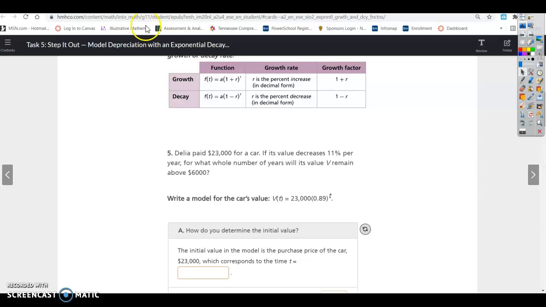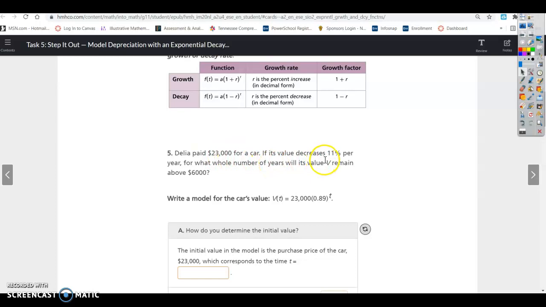If it's 1 plus your interest rate, that means it's greater than 1. It's going to be an increase, and that's going to be considered your growth. If it's a decrease, then that means you subtract r, and this number is going to be between 0 and 1. Remember, if b is between 0 and 1, then it's a decrease. That's a decay function.